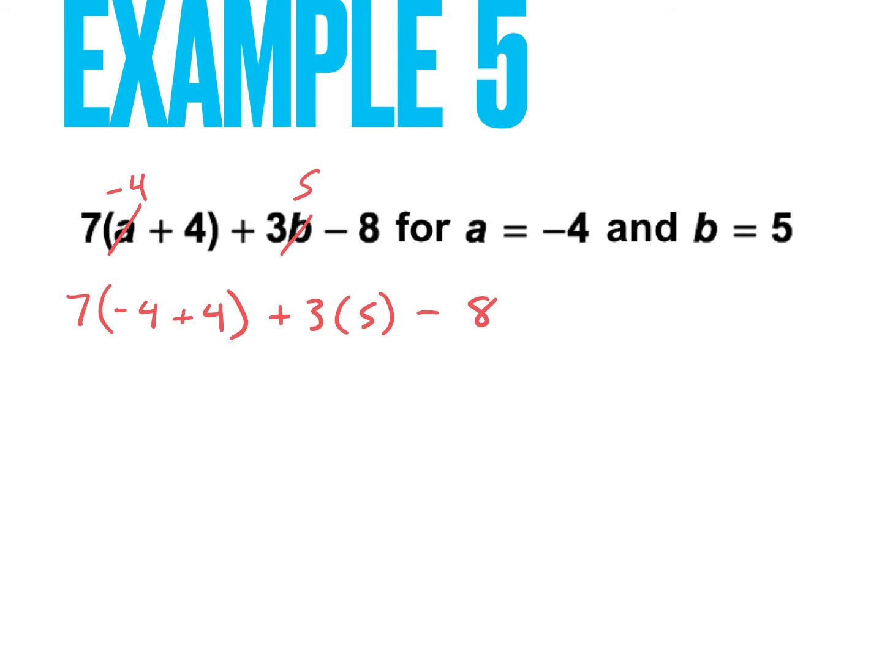All right, now PEMDAS. What should I do first? Parentheses. Which parentheses? Negative 4 plus 4. What's negative 4 plus 4? 0. So this is 0. So I have 7 times 0 plus 3 times 5 minus 8.